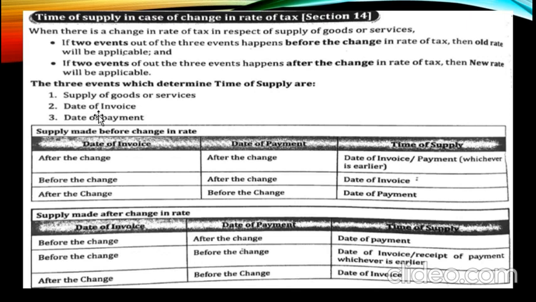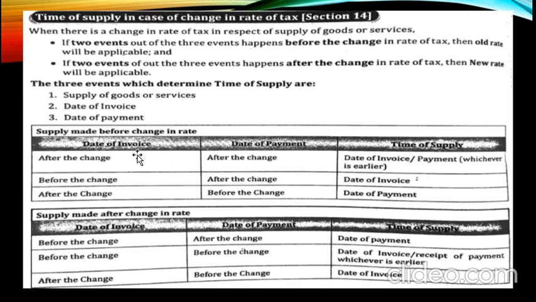Suppose among these three events, any two events occur on a date after the change in the rate of tax, the new rate will be applicable. So how is it going to work? Let us get into the explanation. Supply made before change in rate. So now among these three events, we will take the supply of goods is made before the date is changed.